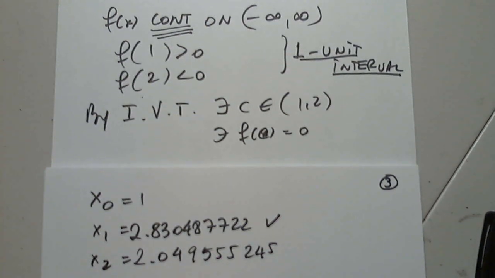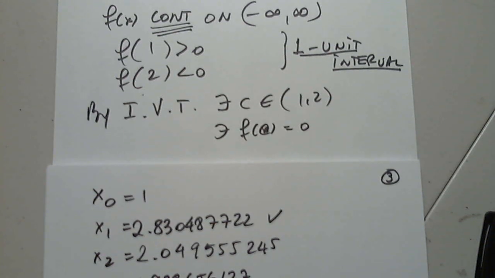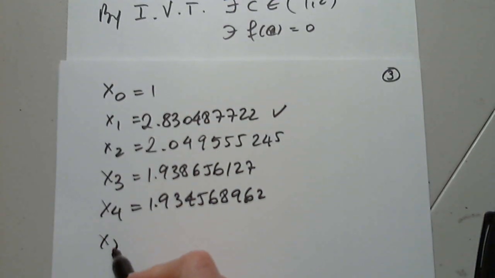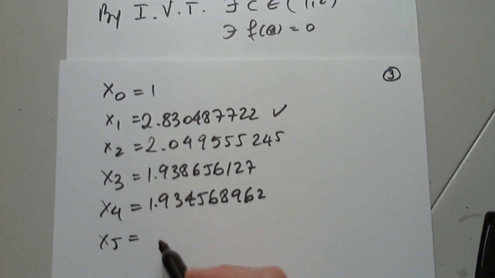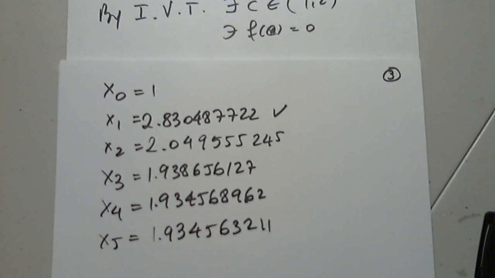Okay, nice. X sub 3, 1.93865612. And then the next one, and we want 6 decimal digits. Okay, we only have 2 right now, so X sub 4, 1.93456896. And we have 5 digits now, closer, x sub 5, and I'm pretty sure the next one will be identical. It's too close not to be. 4563211, and probably the next one will be absolutely the same, and I will not copy it, because I already have it. That's it. Done.